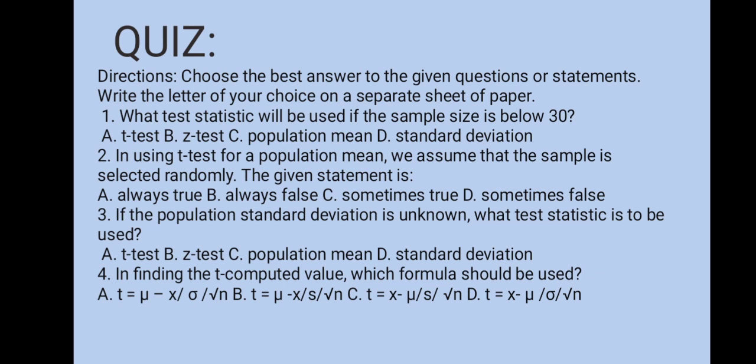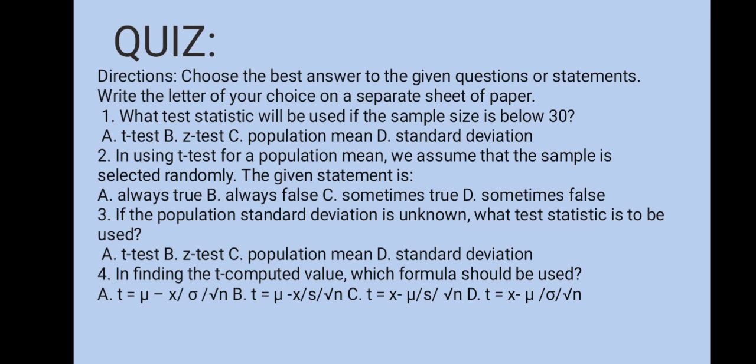Number 2. In using t-test for a population mean, we assume that the sample is selected randomly. The given statement is A. always true, B. always false, C. sometimes true, sometimes false, D. Number 3. If the population standard deviation is unknown, what test statistic is to be used? A. T-test, B. Z-test, C. Population mean, D. Standard deviation.